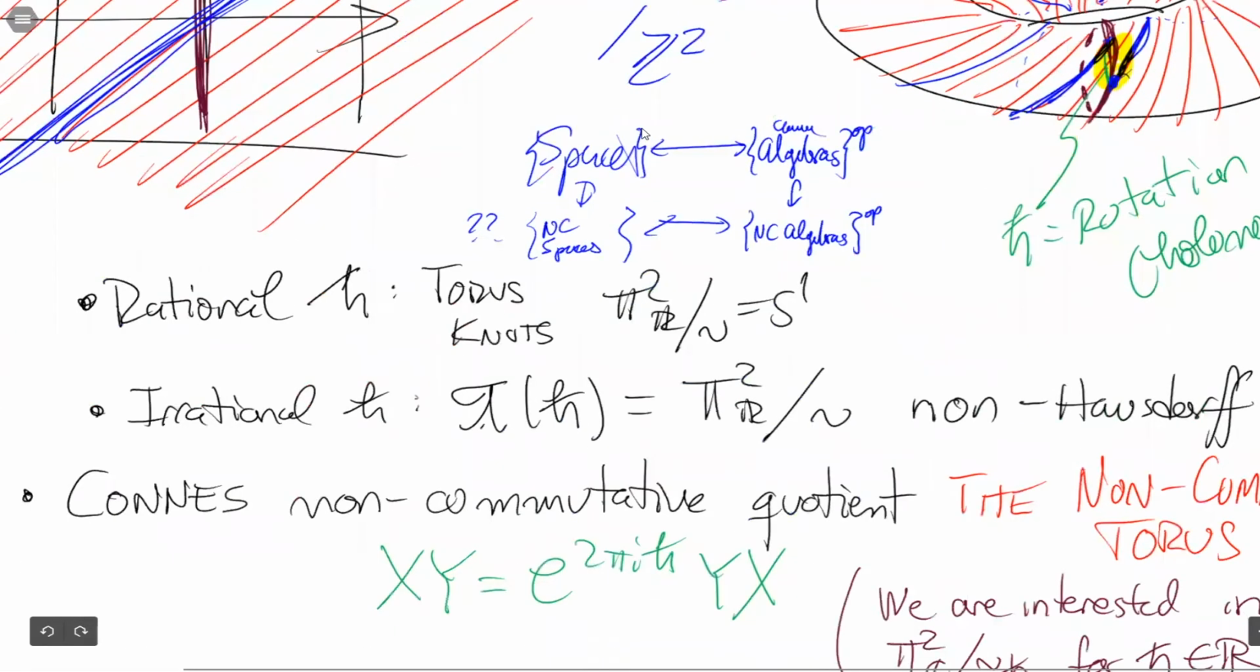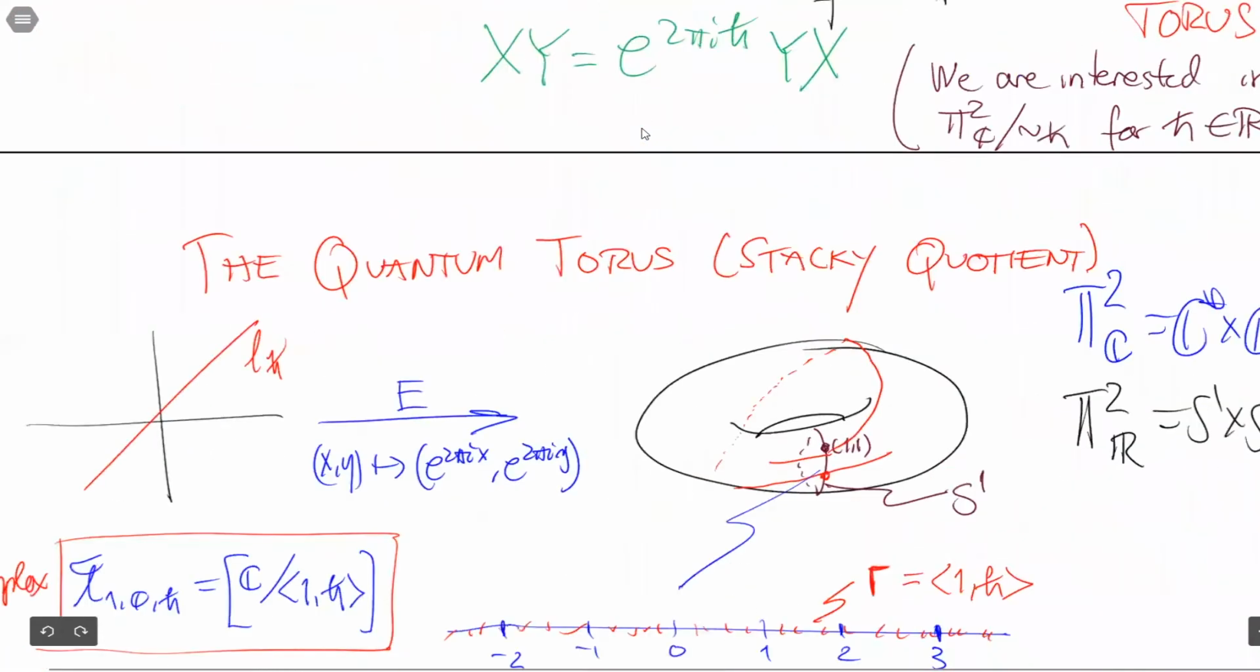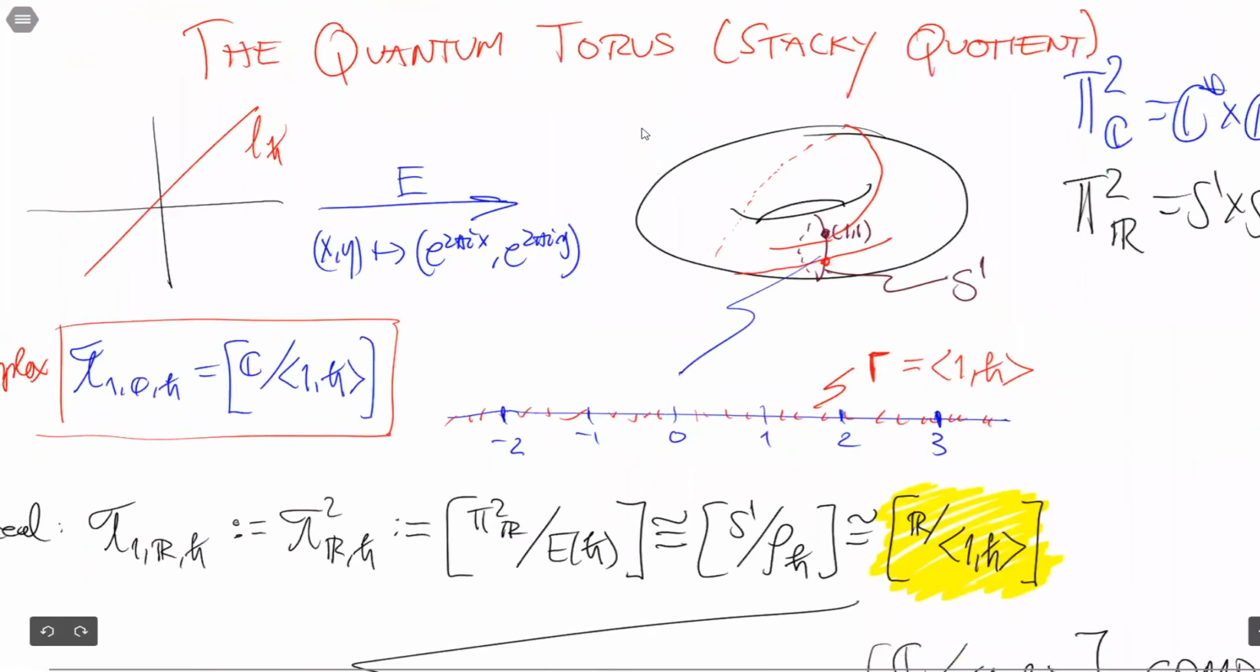It is only truly non-commutative when h bar is irrational. When h bar is rational, it may look non-commutative, but it's something called Morita equivalent to a commutative algebra. So it's not truly non-commutative, it's just fakely non-commutative. But when h bar is irrational, this is truly non-commutative. It's a non-commutative space.